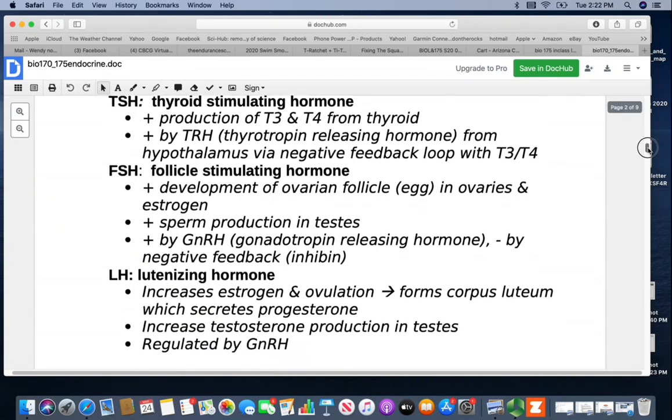So follicle stimulating hormone is going to stimulate the development of the ovarian follicle, which is the egg in the ovaries, and estrogen production. In a male, it's going to stimulate sperm production in the testes. It's stimulated by gonadotropin releasing hormone, and then it will be inhibited in a negative feedback loop through inhibin. So if the sperm production is building up too much, it will shut it down. Once a female releases an egg, it will shut it down with inhibin so that you don't have multiple eggs released.